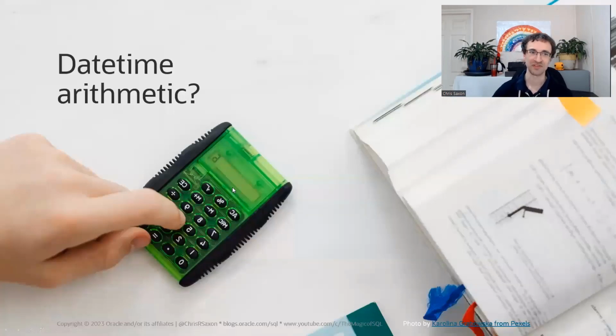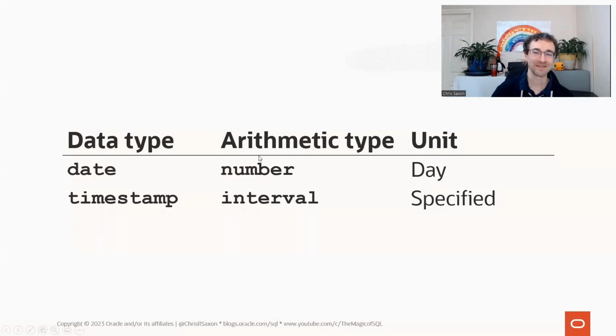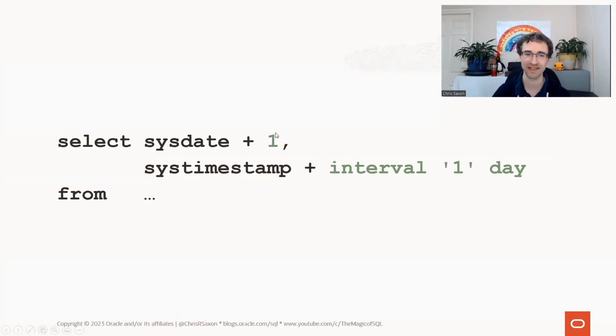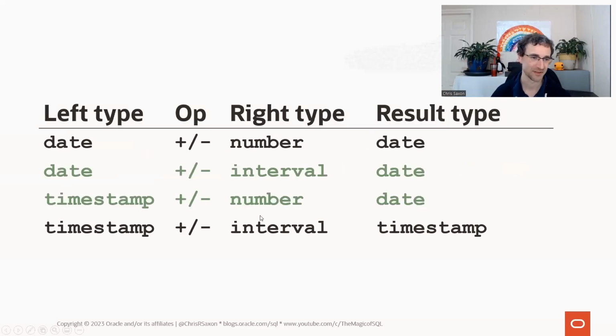Okay, let's move on to date time arithmetic. And this is where things get really interesting. First thing to note, the unit of arithmetic for dates is a day, and that's a number of days. For timestamps, it is an interval, and the units are whatever you specify, because you can say an interval is a number of hours, you can say it's a number of minutes, whatever, right? So if we want to add 1 day, you can say add 1 to a date or add an interval to a timestamp. Things get interesting when we start mixing and matching these. So if we have got dates or numbers, the result is always a date.